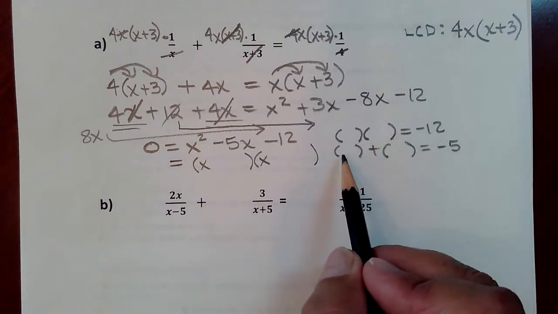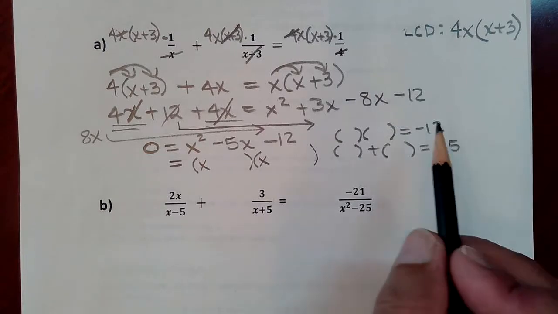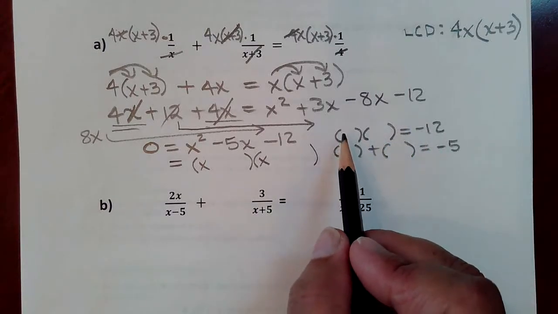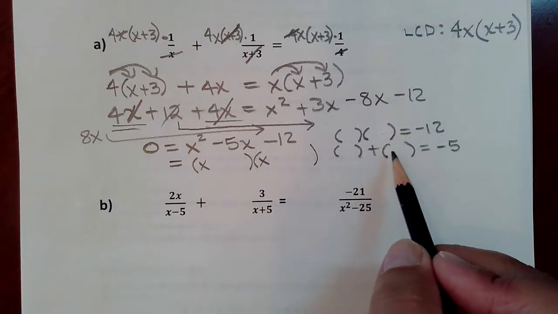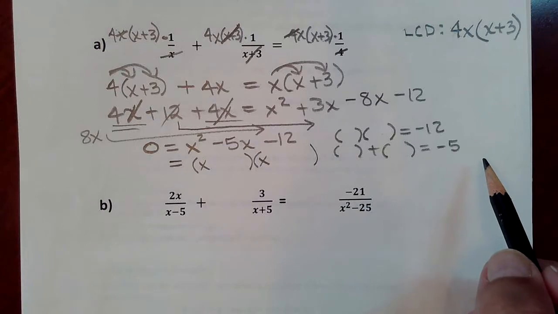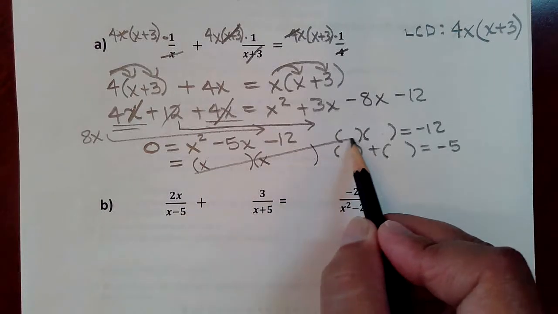That would give you negative 12, but negative 6 plus 2 would not give you negative 5. You could put the negative on the 2 and go 6 times negative 2. That would give you negative 12, and 6 plus negative 2 will give you positive 4. So that 6-2 combo doesn't work. What's the other combo? The 4 and the 3? That's not going to work either. So you can't factor it.